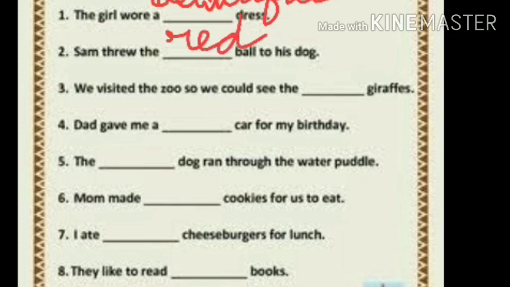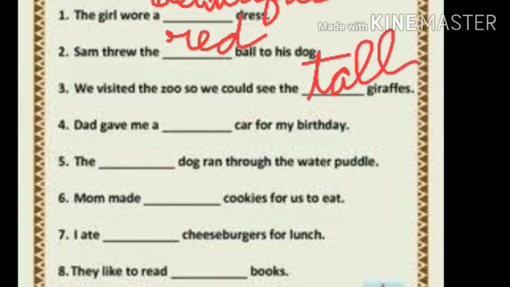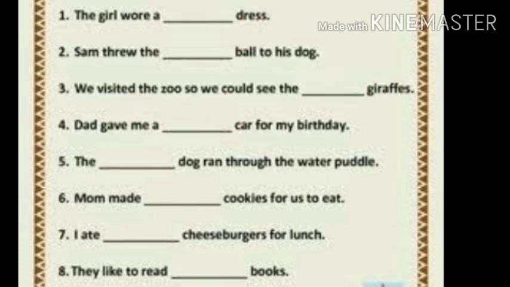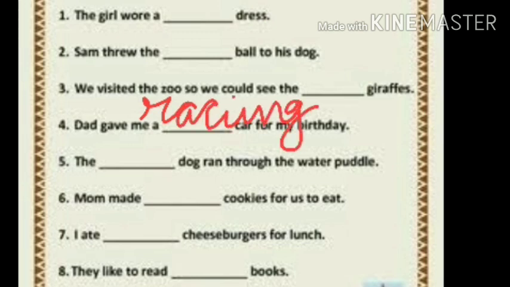We visited the zoo so we could see the dash giraffes. So let's fill here tall giraffes. Giraffes are tall, no? So let's fill tall. Dad gave me a dash car for my birthday. You can say white car, or let's say racing car, isn't it? Racing car. Dad gave me a racing car on my birthday.